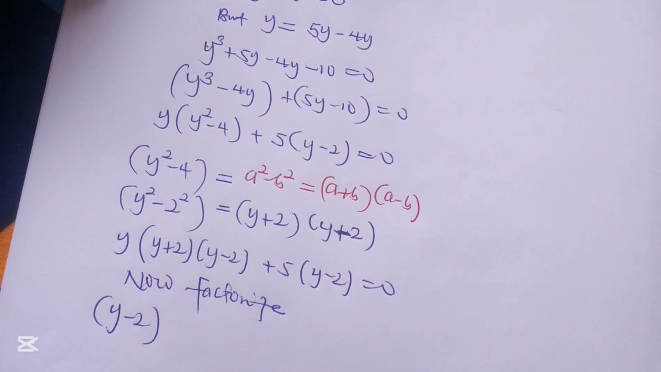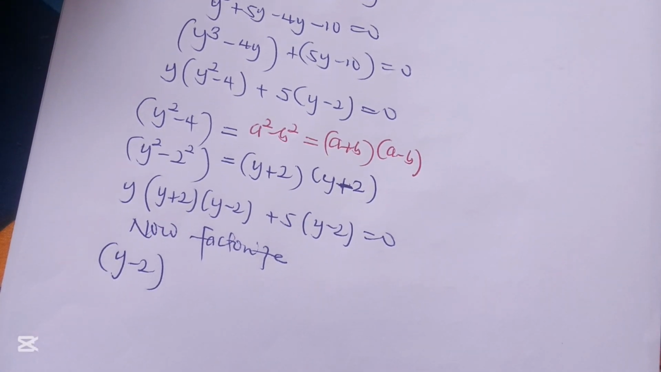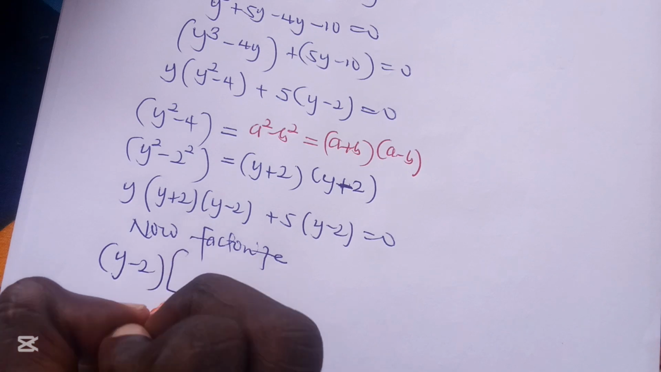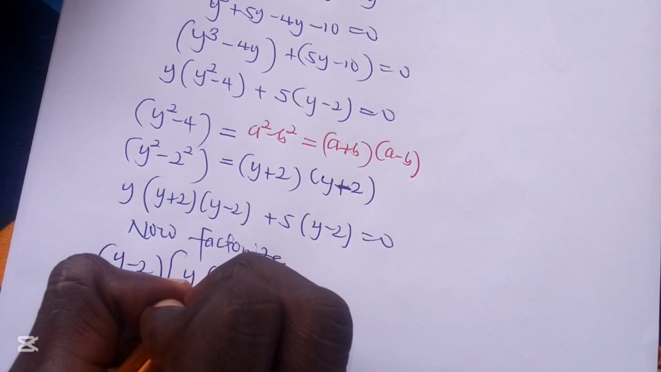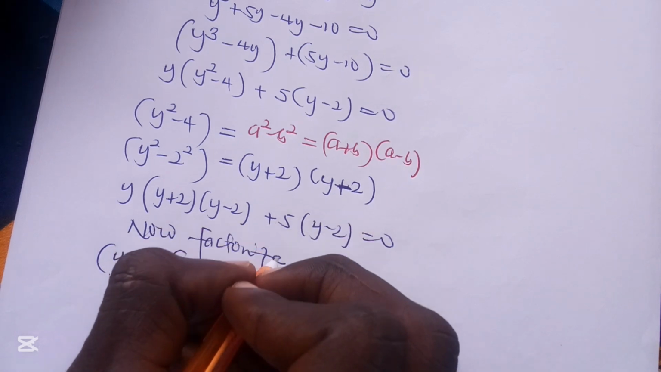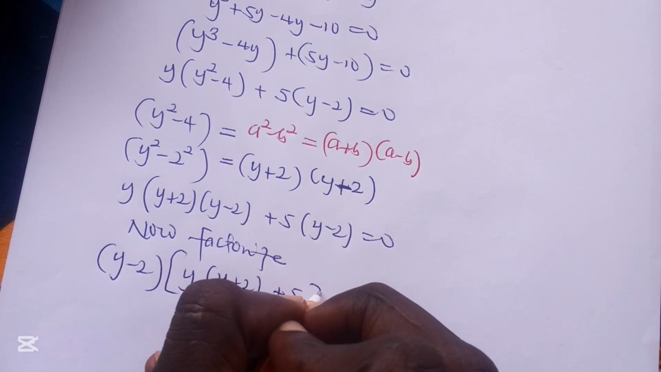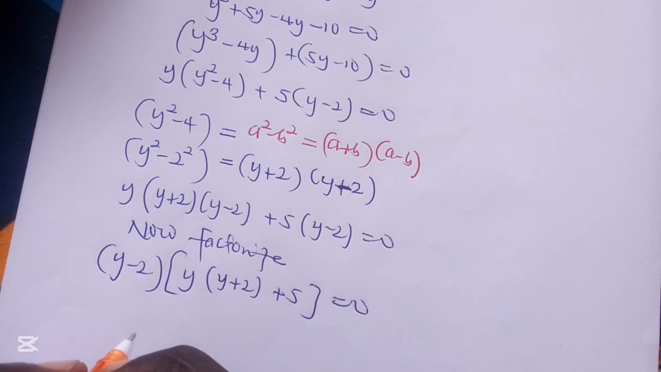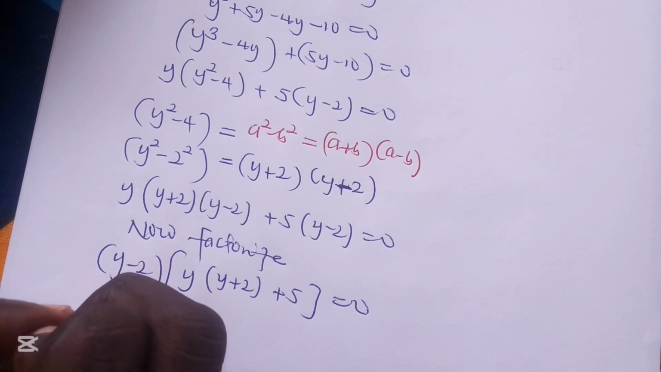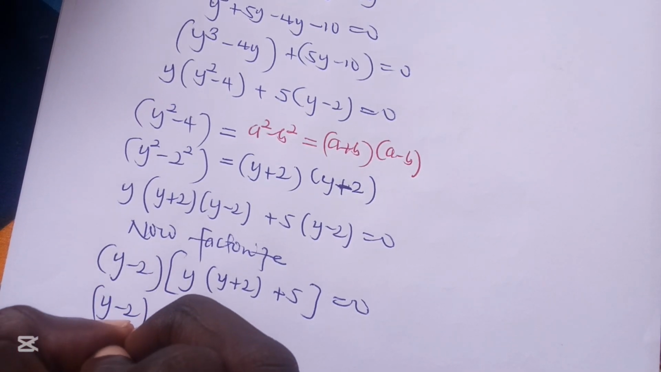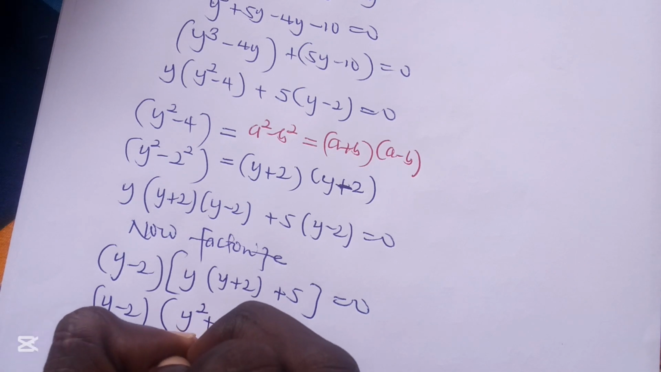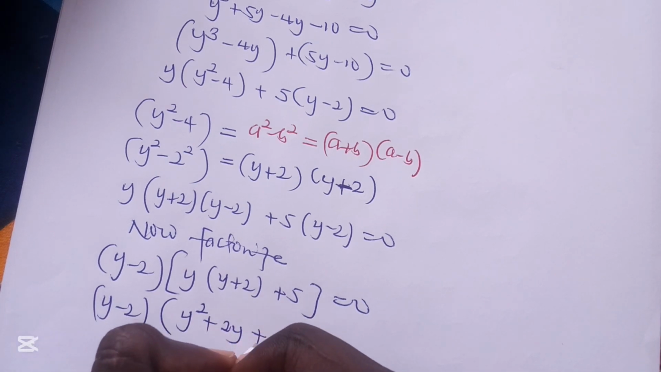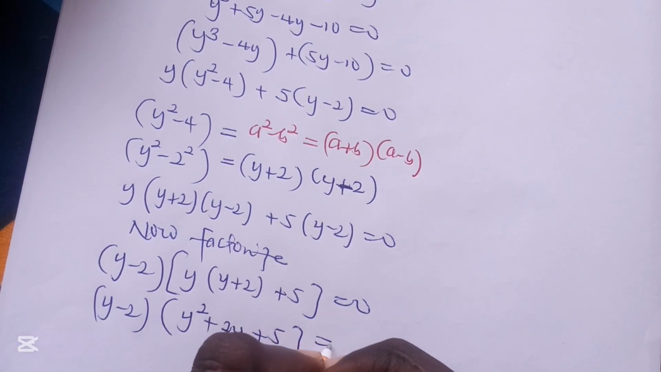Take it outside. Then what remains? It is y. This y enters y plus 2. What remains here is plus 5. Then everything becomes 0. Now we have y minus 2 into this y times y, giving you y squared plus 2y plus 5. This is equal to 0.